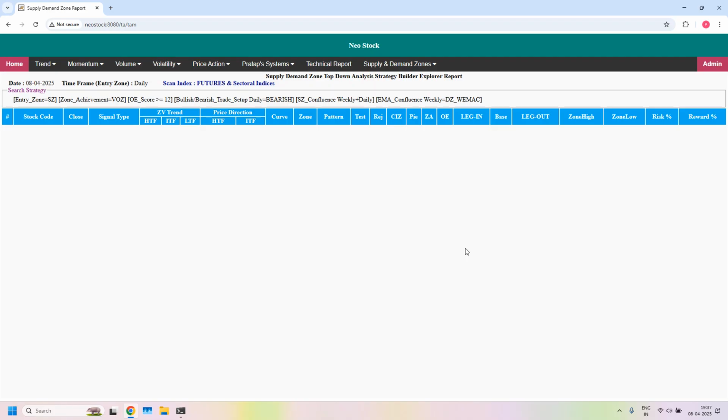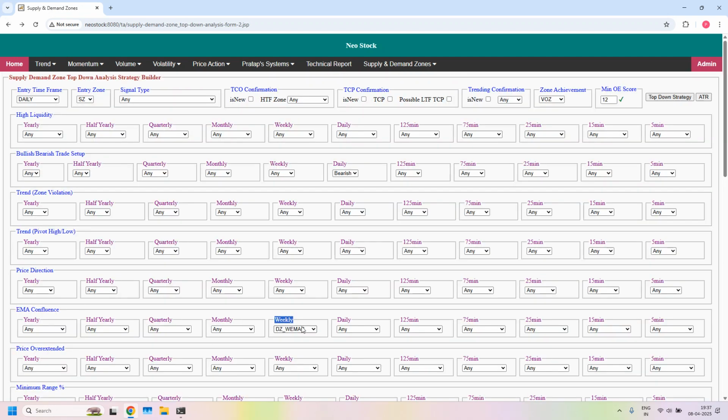Something wrong I did here. I should not use demand zone because these are all the supply zones. I have to set weekly supply zone having weekly EMA confluence. Because bearish trade setup we have to use supply zones. So let me filter, sorry for the mistake.